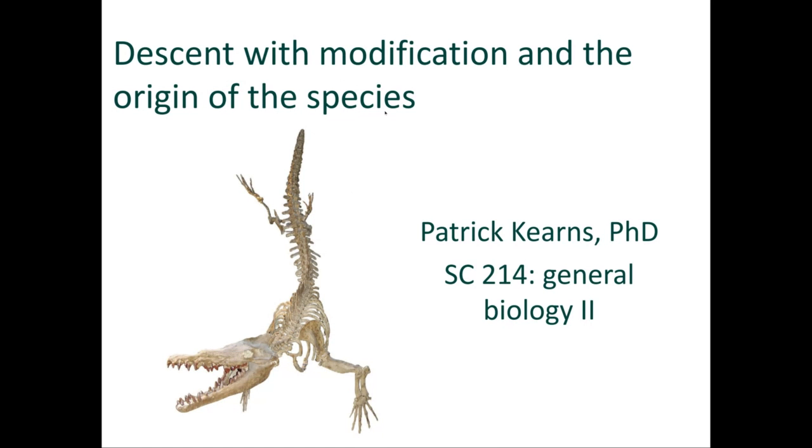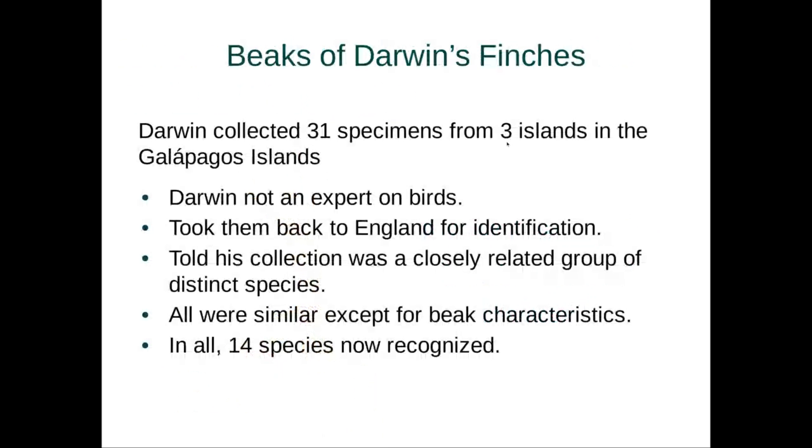So let's jump in. Today's topic is going to be descent with modification and the origin of the species. The backdrop for how this idea came to be, as you've probably heard at some point in your life, and you've definitely heard in the previous lecture, really always started with Charles Darwin, this English naturalist, and his views on biology and evolution were formed through essentially his circumnavigation around the globe.